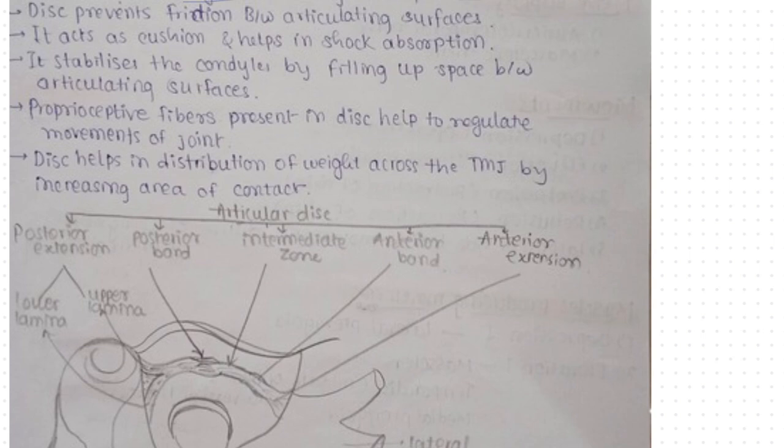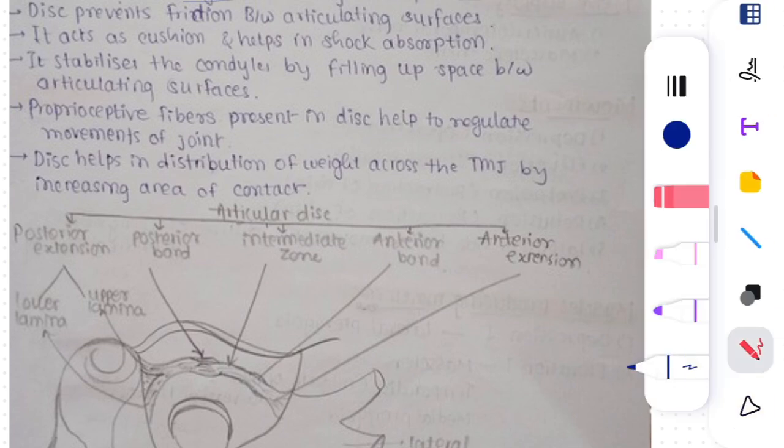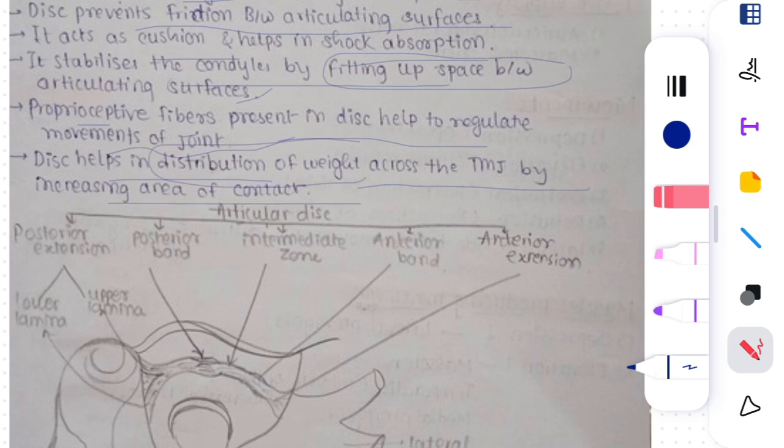Then next we will see about the disc. It prevents friction between articular surfaces. It is the advantage of that disc. It acts as a cushion and helps in shock absorption, like in some cars and motors, and it stabilizes the condyles by filling up space between articular surfaces. Proprioceptive fibers present in the disc help to regulate movements of the joint, and it helps in distribution of weight across the TMJ by increasing the area of contact.